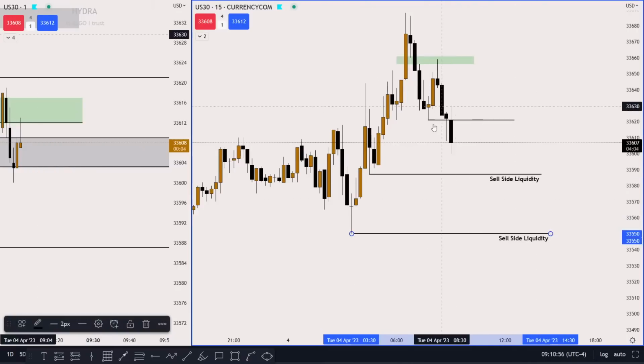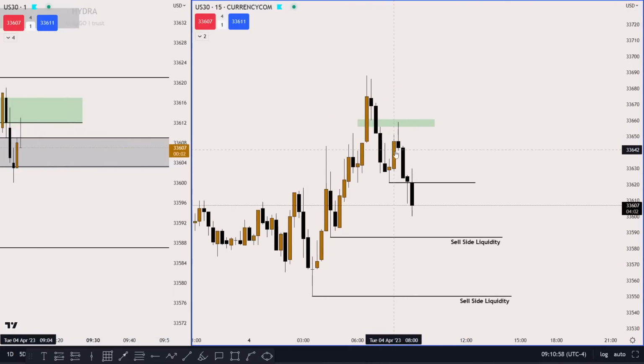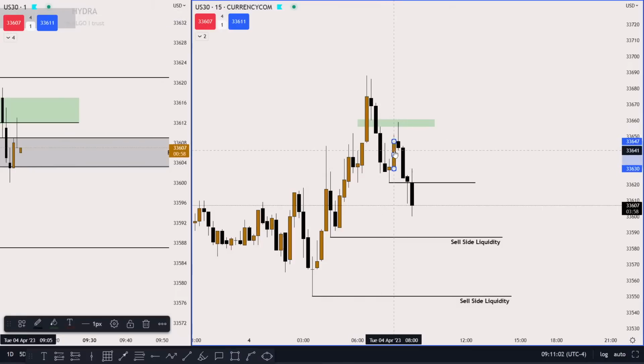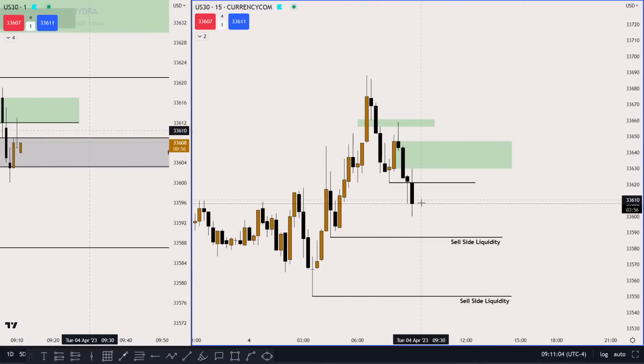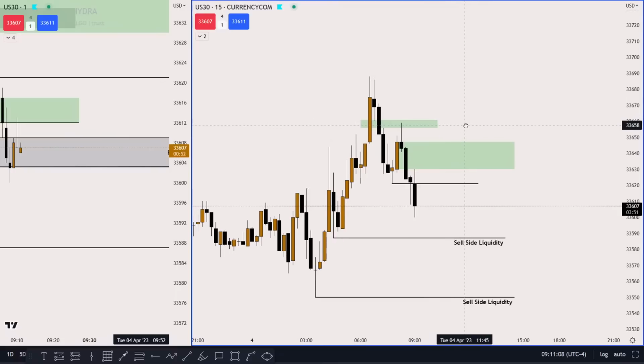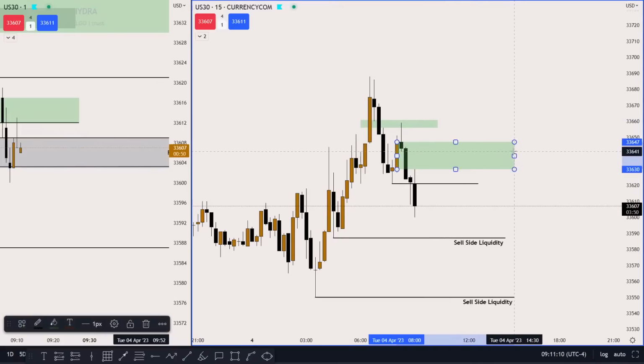If price is not closing a candle's body above this order block that you see here, right? I don't want to see price coming back up and close a candle's body above the breaker block. If it does that, I'm bullish.